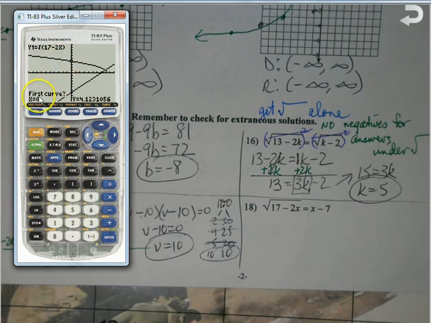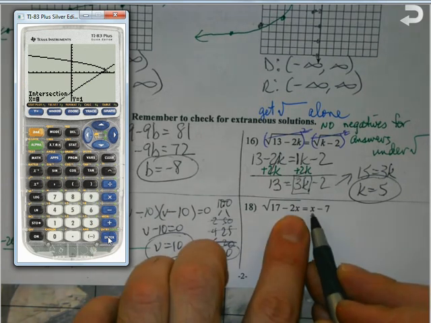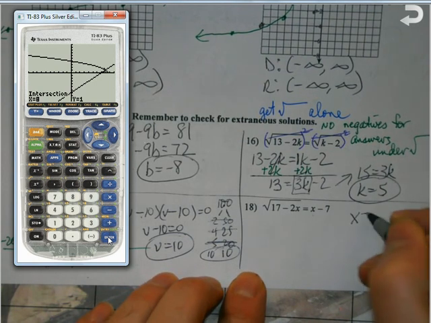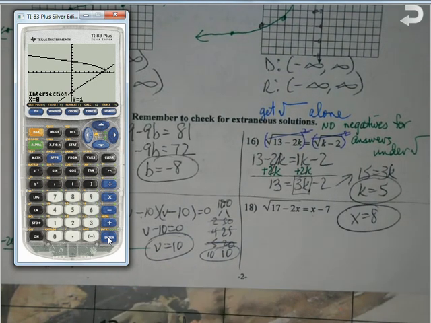Okay, I see my blinky guy. I have x and y values, so I can just hit enter. Again, I see my blinky guy. I have x and y values. I can hit enter. And one last time. And it tells me the intersection's at 8, 1. But remember, I want the x value. Okay. And I can just do it that way. I would very much suggest doing it that way.